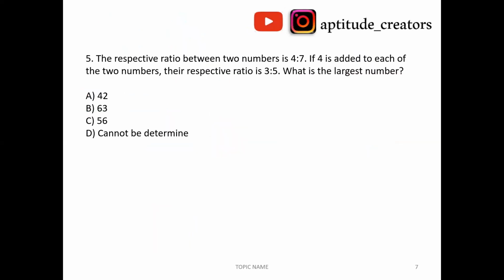Moving forward to the next question. The ratio between two numbers is 4:7. Can I write it as 4x divided by 7x? And 4 is added to each number. The ratio changes to 3/5.